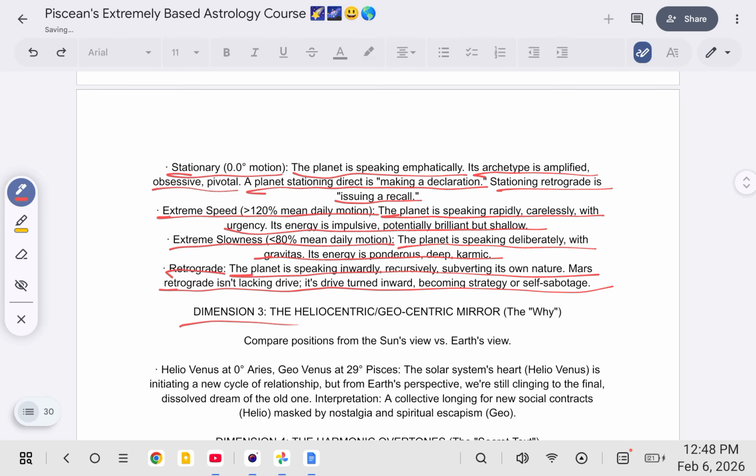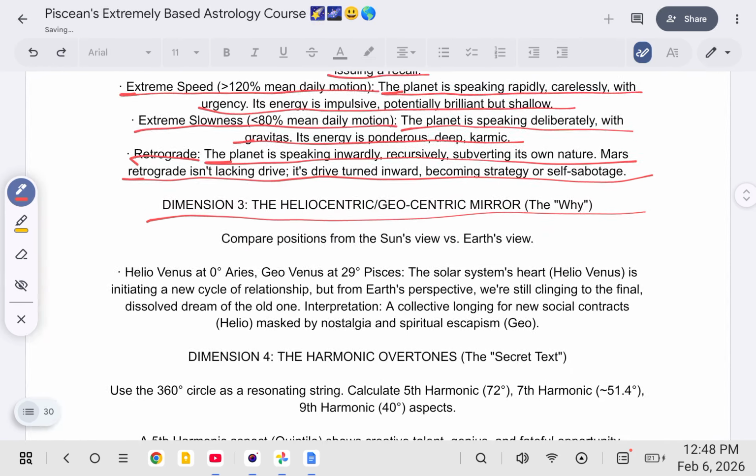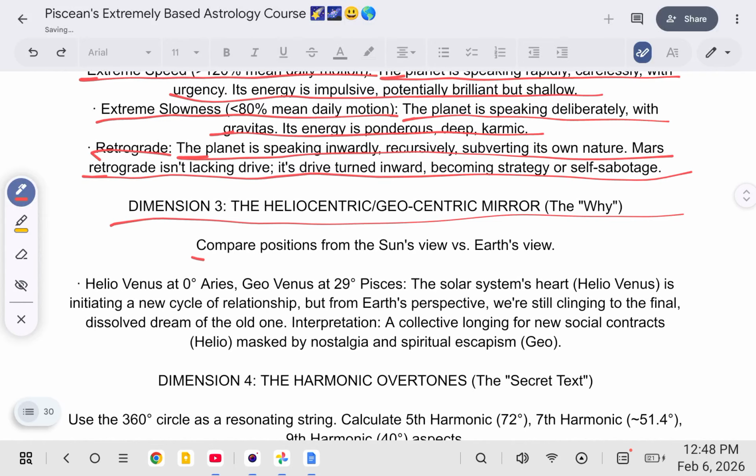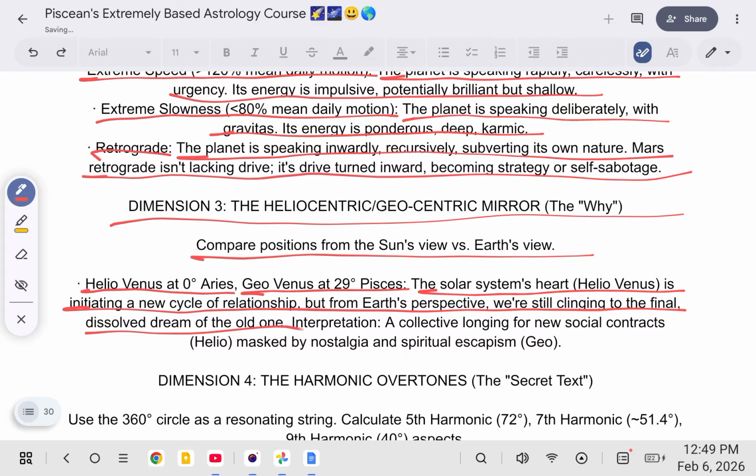Our third dimension is looking at the heliocentric, geocentric mirror, the why, where we compare positions from the Sun's view versus Earth's view. So Helio-Venus at 0 degrees Aries, Geo-Venus at 29 degrees Pisces. The solar system's heart, Helio-Venus, is initiating a new cycle of relationship, but from Earth's perspective, we're still clinging to the final dissolved dream of the old one. A collective longing for new social contracts, Helio, masked by nostalgia and spiritual escapism, Geo.